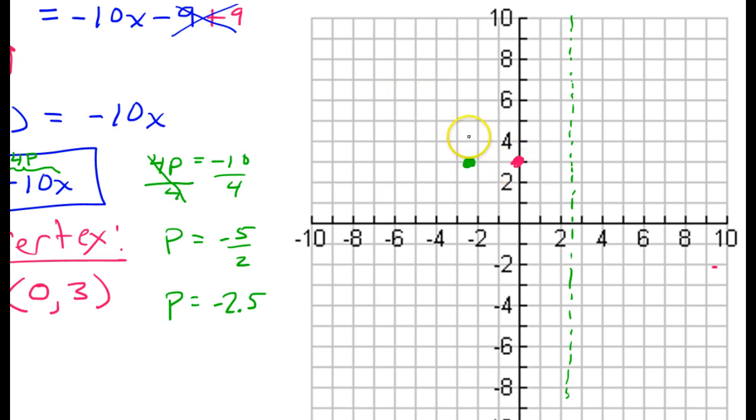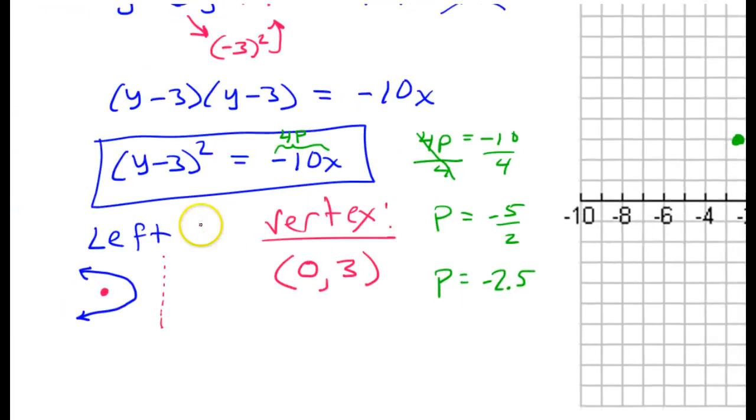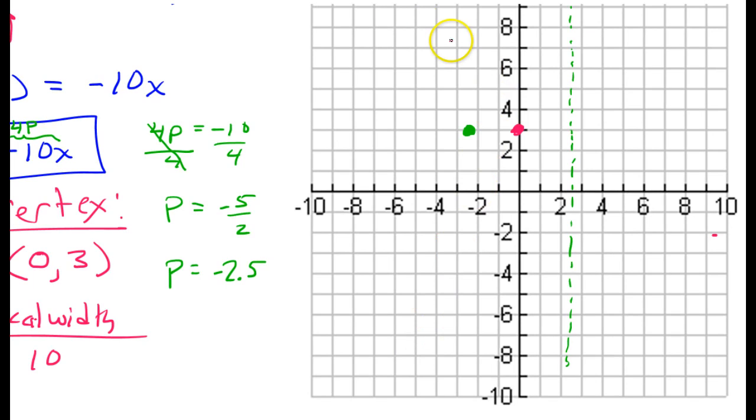Okay, I need to plot 2 more points to graph this accurately. And for that, I will use my focal width. This negative 10 also tells me the focal width. The focal width is 10. Width is always positive. So even though this says negative 10, the focal width is positive 10. That means as my parabola opens here to the left, at the focus, the width is 10.